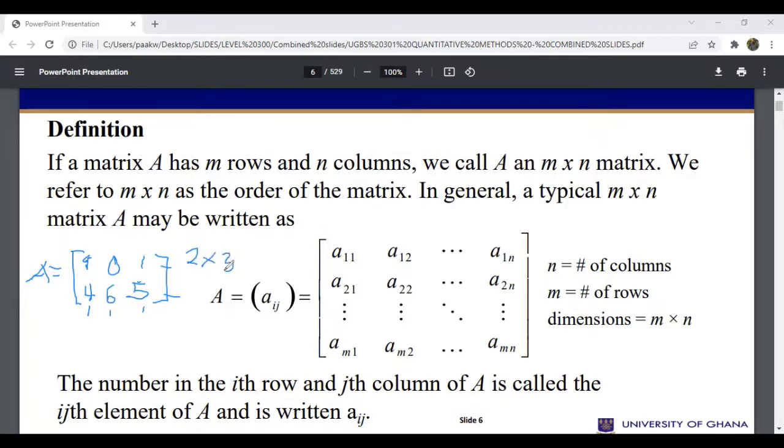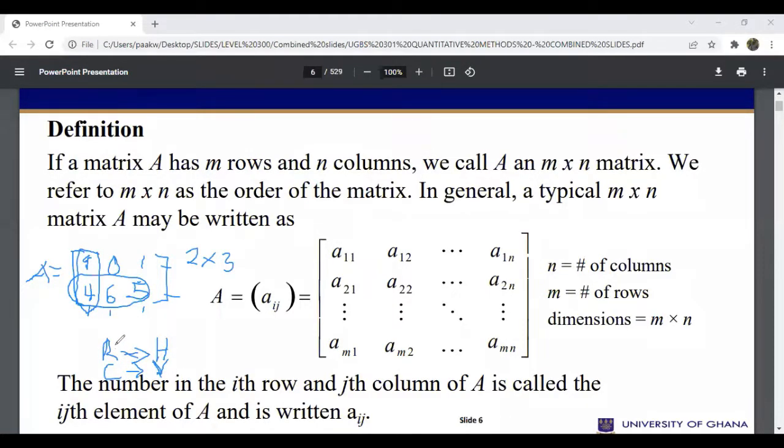Mind you, the columns are the vertical ones. So the 9 and 4 are the columns, and the rows are 4, 6, 5. So I always take it like this: rows move with H, horizontal. You get it? Then columns move with V, that is vertical. So just take this as the clue.